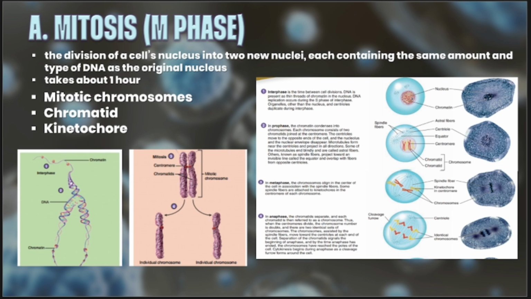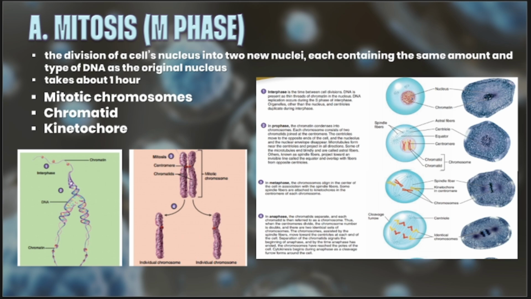Again, we have already discussed the interphase, in which we have your gap 1, S phase, and gap 2, and your resting phase, which is your gap 0. You also have your M phase, okay? So your mitosis phase is the stage of the cell cycle in which the nucleus will divide into new nuclei, each with the same amount and type of DNA as its parent, or original, nucleus. Okay? This phase takes approximately an hour, and it includes the following components.